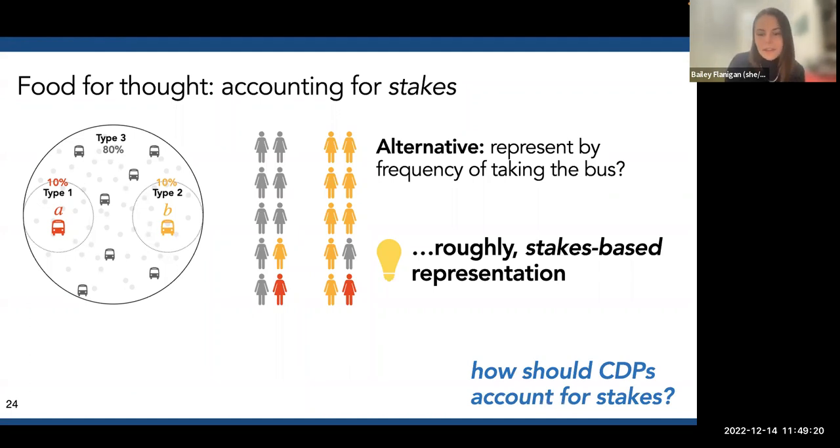And so I'll just leave you with this question: how should collective decision-making processes account for stakes? This is a very rich question because how do you even measure stakes? How do people evaluate their own stakes? There's all kinds of different questions here. So stay tuned for our next paper on this, but I'm happy to talk about it now.